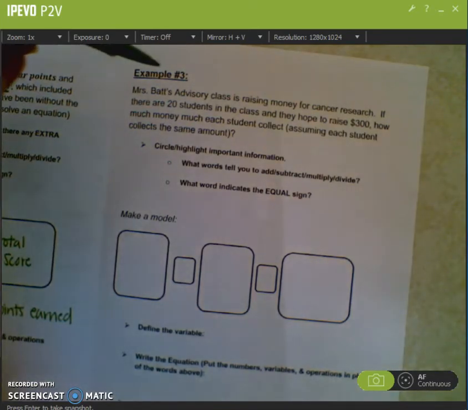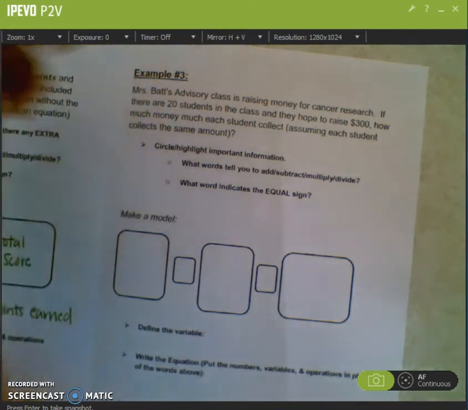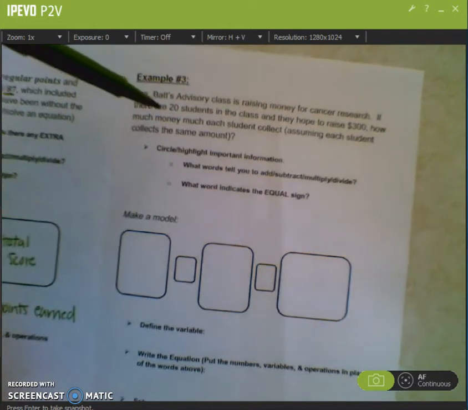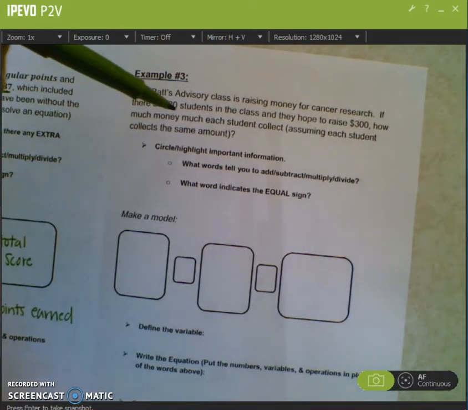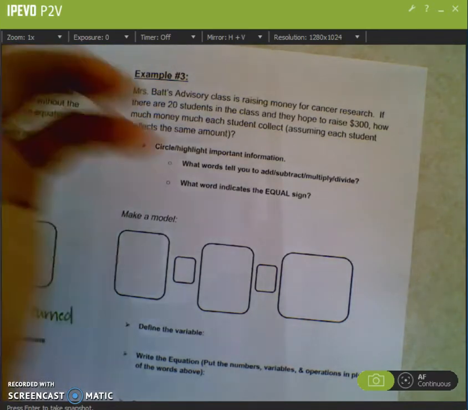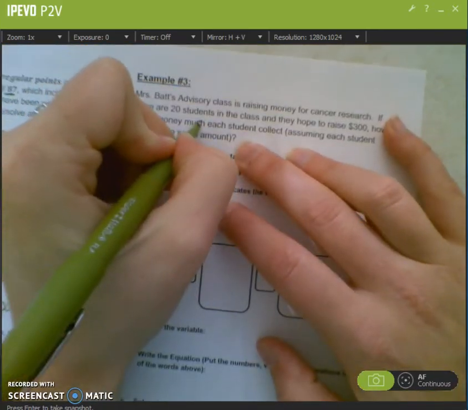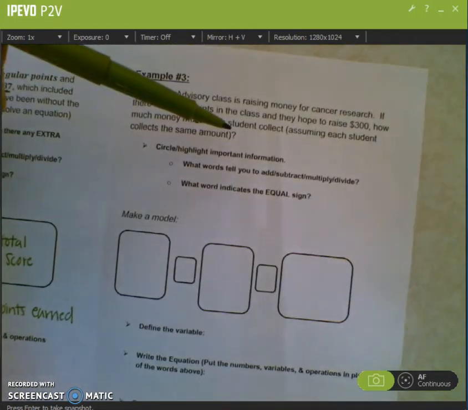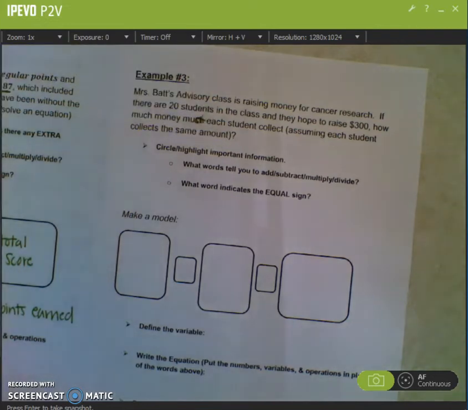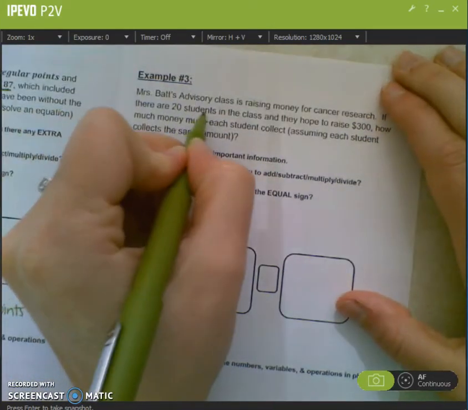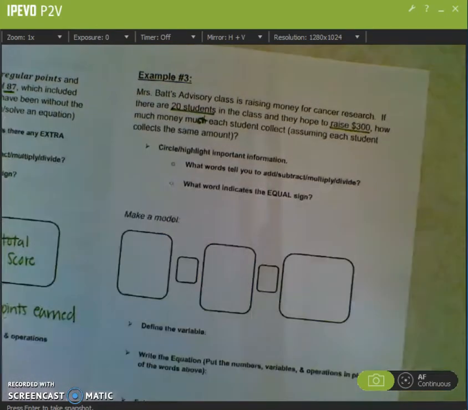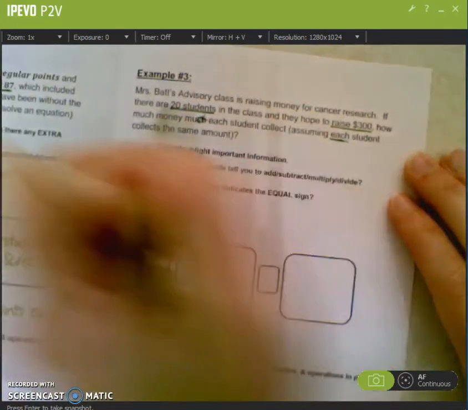It says, Mrs. Batt's advisory class is raising money for cancer research. If there are 20 students in a class and they hope to raise $300, how much money must each student collect? This is a typo. This should be must each student collect, assuming each student collects the same amount of money. So it says circle important information. There are 20 students. They're hoping to raise $300. And each student is going to collect the same.